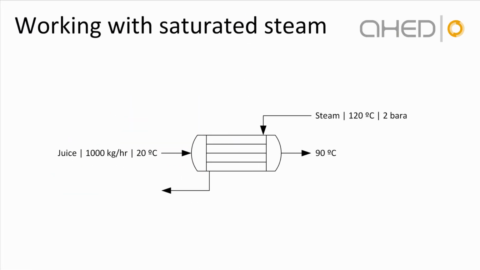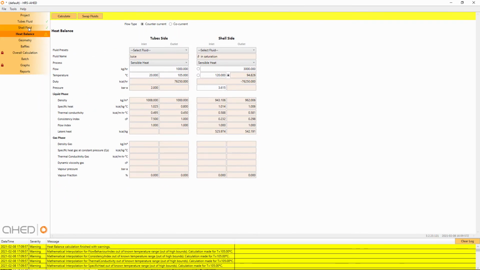Now we will look at how to define a condensing fluid at its saturation point. To do so, we use the same example we had before. But now we will define steam as the heating medium, coming in at 120 degrees and 2 bars absolute pressure. Let's look again at how the shell fluid properties are defined.